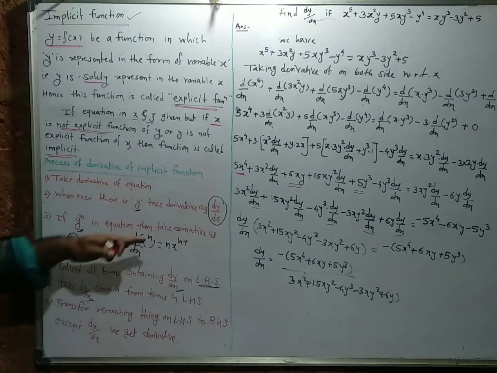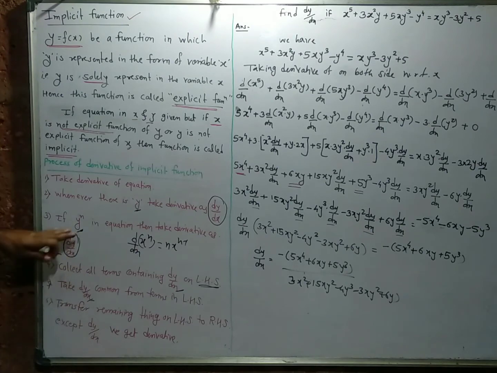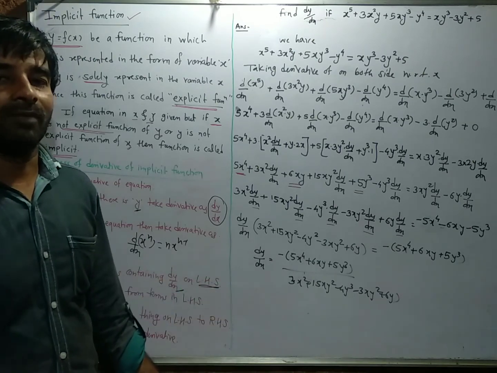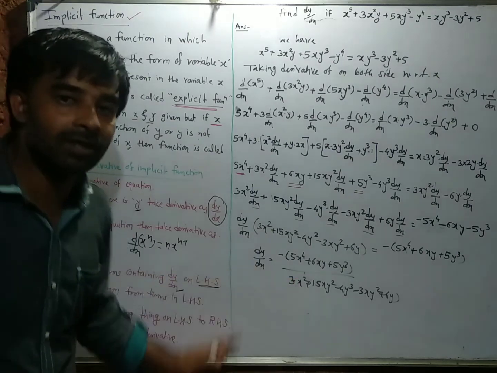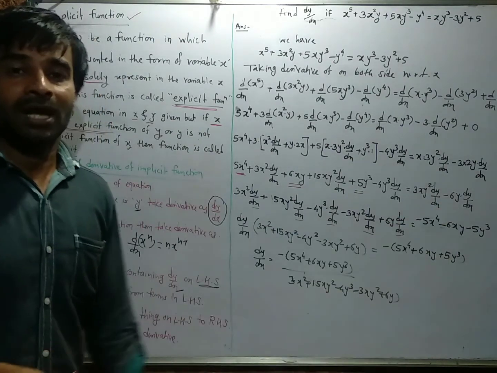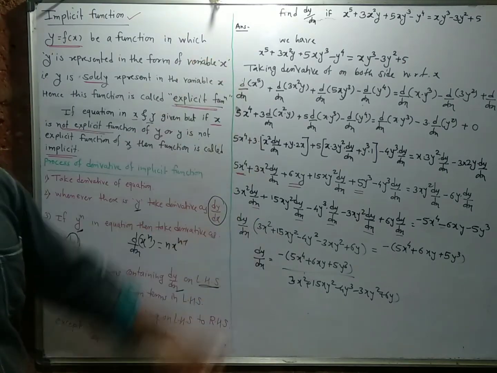That means you take the derivative. If there is a y, then we take the derivative dy by dx. If y raised to n is there, then we take the derivative as n into y raised to n minus 1 into dy by dx. Collect all terms of dy by dx on the LHS, take dy by dx as common, and the remaining terms are transferred to the RHS. You will get the final result related to your function.